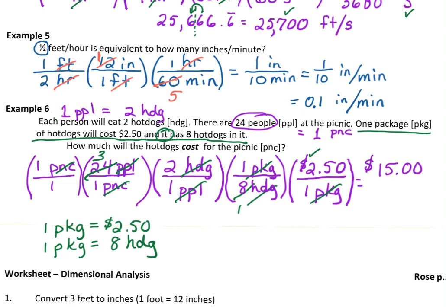How much will the hot dogs cost for the picnic? $15. And then buns and baked beans and et cetera, et cetera. But that's outside the scope of our problem here.